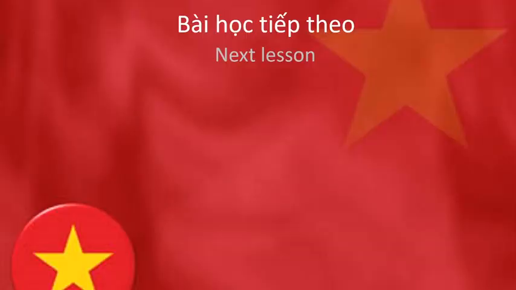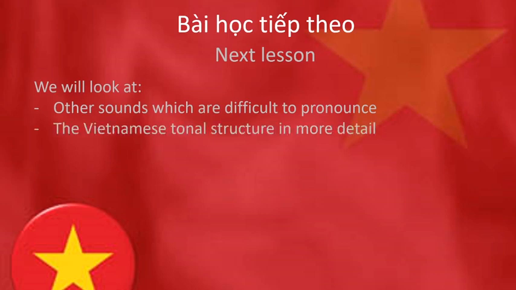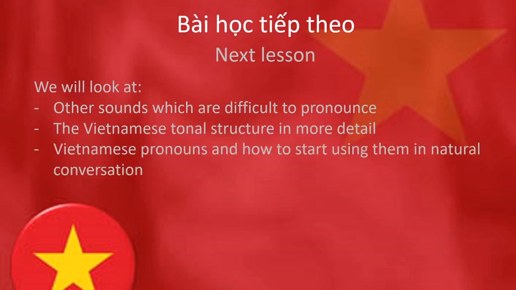Bài học tiếp theo. Next lesson. So, next lesson we will look at some other sounds which are difficult to pronounce. We learned quite a few today already, but there are many more to look at. And we'll also have a look at the Vietnamese tonal structure in more detail. We learned 4 tones today, but there are 6 in total. The main focus will be on Vietnamese pronouns and how we can start using them in a natural conversation.